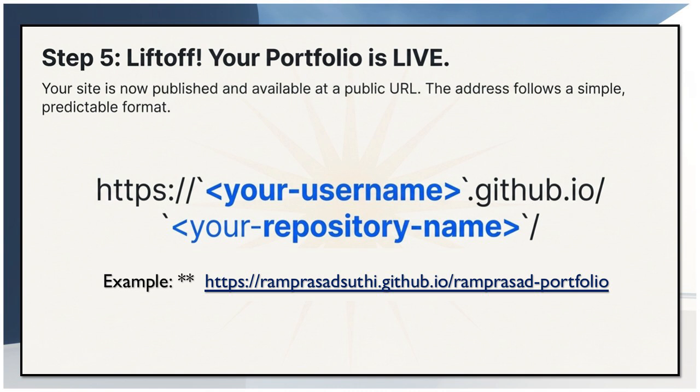After that short wait, your site will be live at this URL. The format is always the same. It's your GitHub username, followed by .github.io, followed by a slash, and the name you gave your repository. This is a real, shareable link. You can text it to your family, put it on your resume. It's live.